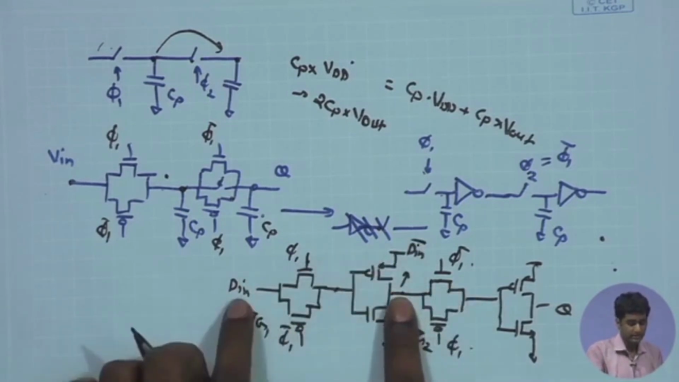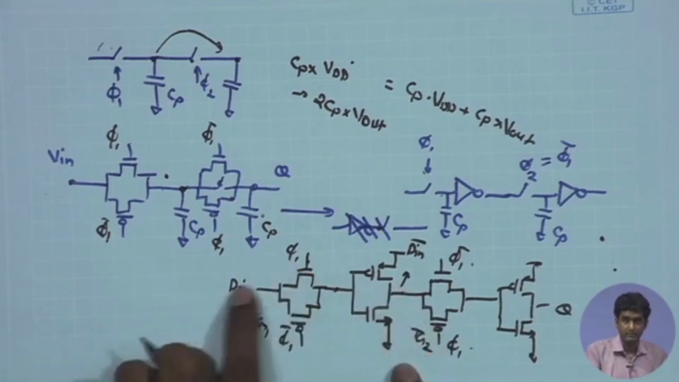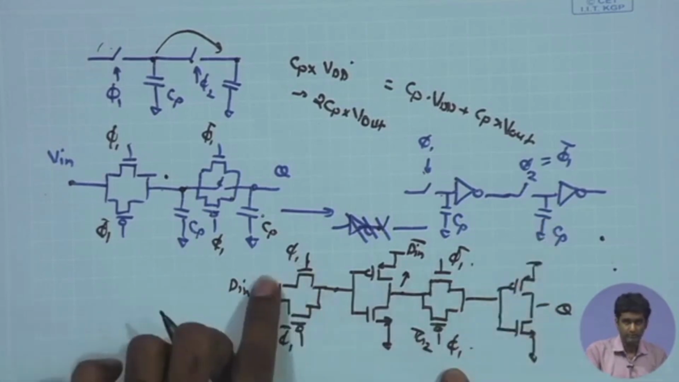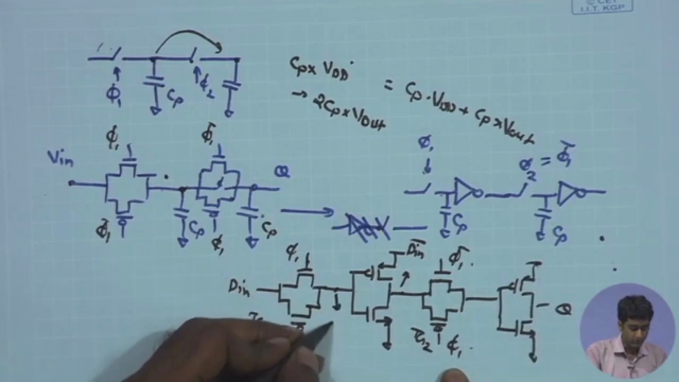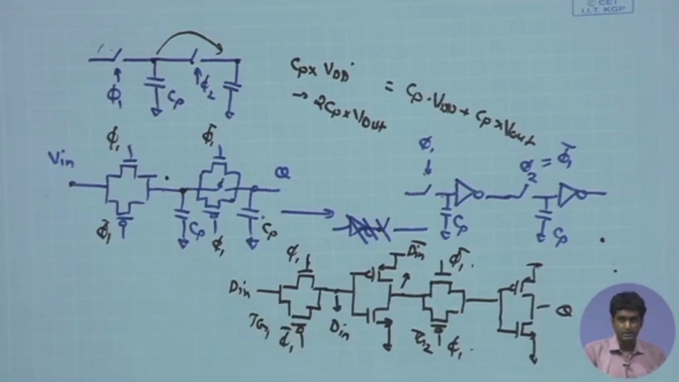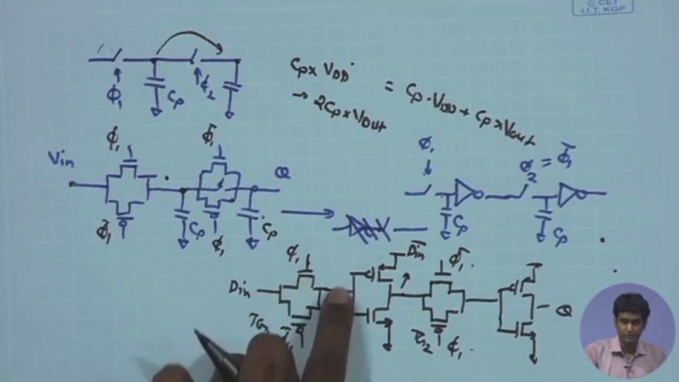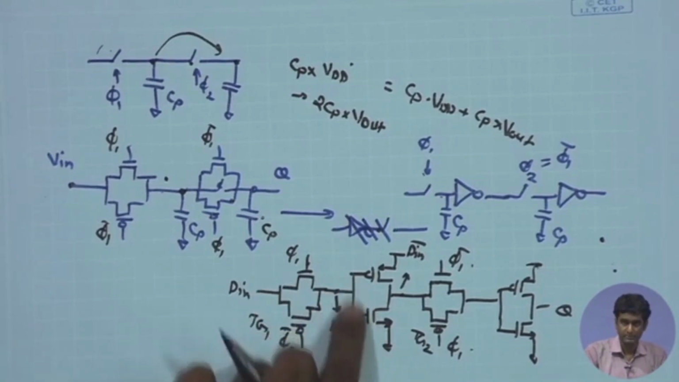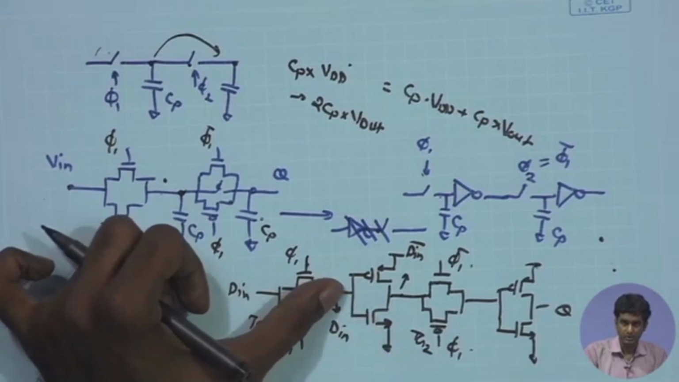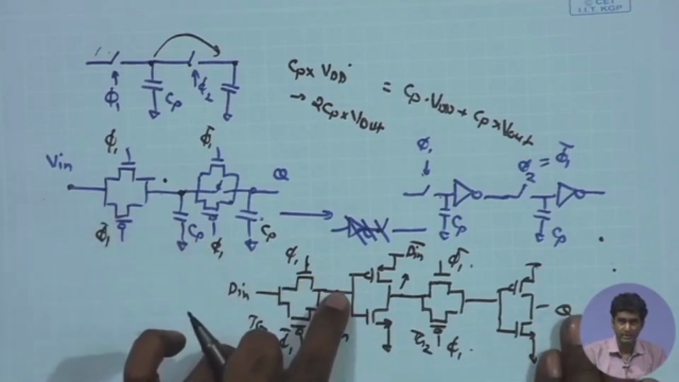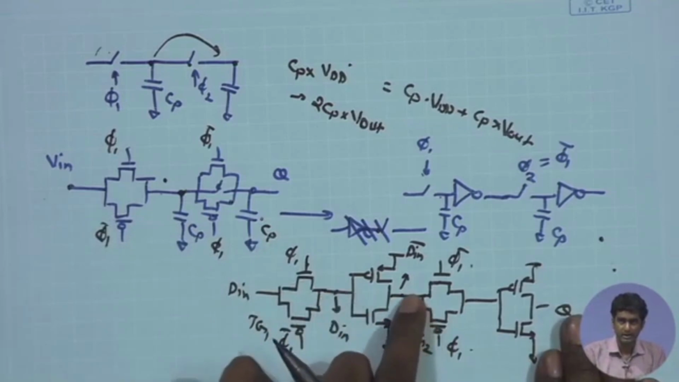So, this D in bar is remaining transparent to D in during the phi 1 phase. If the D in is changing, the value over here will also be changing, and in the phi 2 phase this gets off. As a result, the value of D in stored over here becomes clamped, because after this gets off, whatever voltage was stored over here and in the parasitic capacitance of this node will remain stationary, and as a result this will be the sampled D in value, and hence this will be the sampled D in bar value.